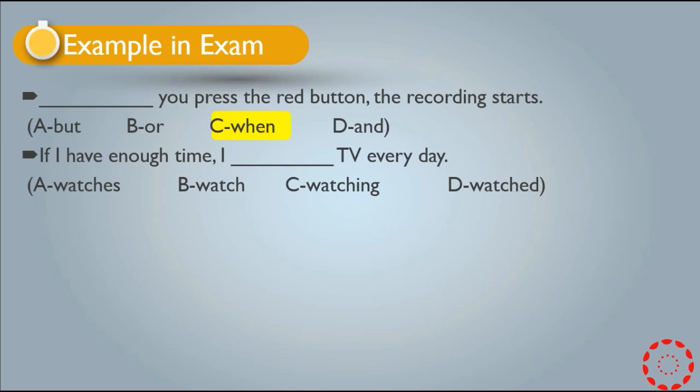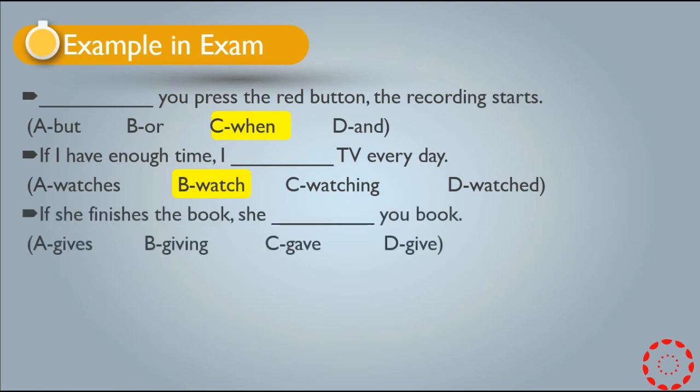Look, after if, we have the present simple tense, which is I have enough time, and also after the comma the sentence should be present simple. Because we have I, which verb is correct? Watches with S, watch base, watching with ing, watched with past form. As we said, the verb should be base because we have I. So: if I have enough time, I watch TV every day.